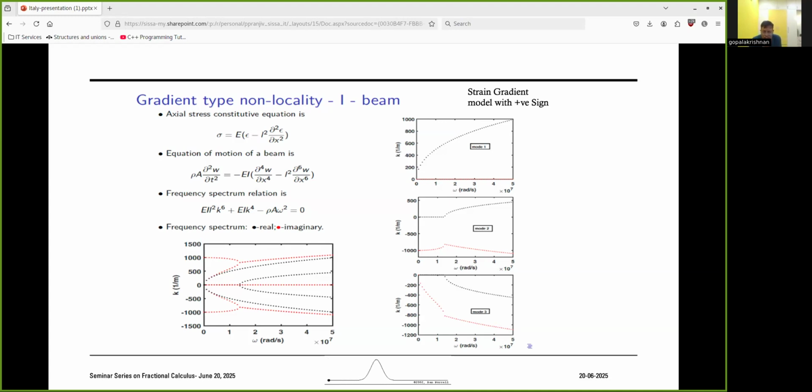If you look at it, one mode is purely real and the other modes are complex. You will see that the red one, which is imaginary, has a coalescence of modes in the imaginary part. And whenever you have a coalescence of modes, it also says the model is unstable. You will have a problem because for the same frequency you will have multiple wave numbers, which is not possible. Next.